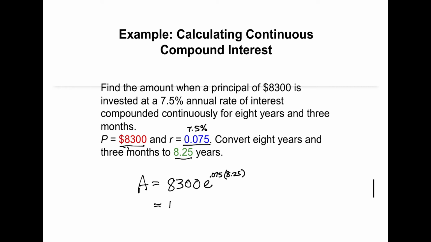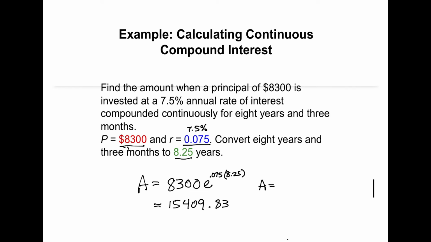And what we see is the amount in my account after that time period, 8 years and 3 months, would be $15,409.83 approximately. And that is with interest that is compounding continuously. What do you suppose that would have been had we done some other type of compounding, how would it compare?